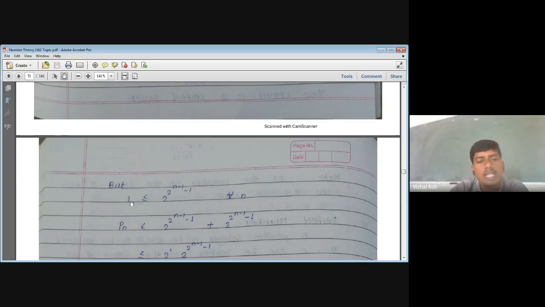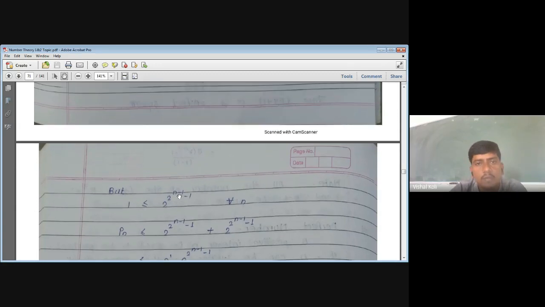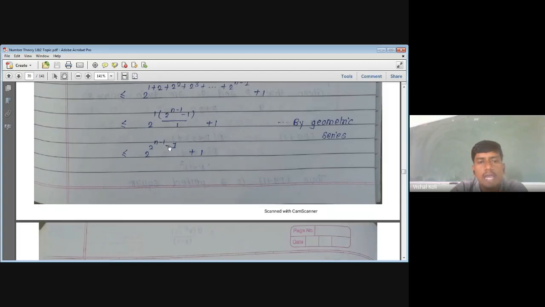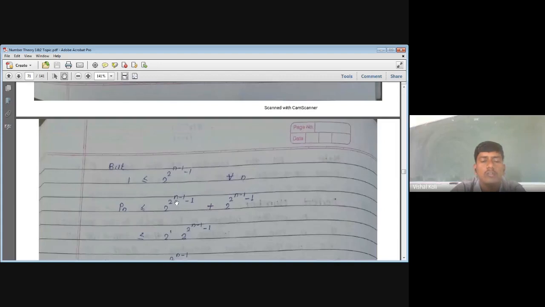Therefore, as 1 is less than or equal to 2 to the power 2 raised to n minus 1 minus 1, replace this 1 with 2 to the power 2 raised to n minus 1 minus 1. Since the LHS is less than or equal to this term, and 1 is less than or equal to this one, the LHS will be less than or equal to 2 times this term. That is, Pn is less than or equal to 2 to the power 2 raised to n minus 1 minus 1. And as 1 is less than or equal to this one, replace this 1 by it, plus 2 to the power 2 raised to n minus 1 minus 1.